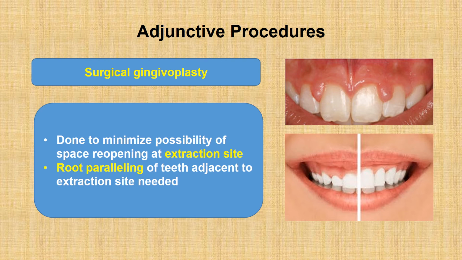Okay, another adjunctive procedure is to do a surgical gingivoplasty. Now, usually at the extraction site, when the extraction site is closed, you may get bunching up of the gingival tissues, and this can contribute to relapse. So, to reduce the possibility of this happening, a gingivoplasty can be carried out to remove excess gingiva. Okay, but this has to go together with proper root paralleling of the adjacent teeth upon completion of the treatment.